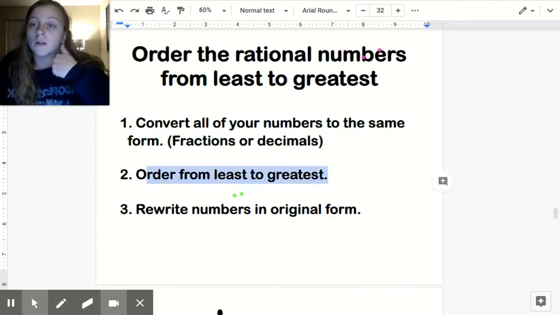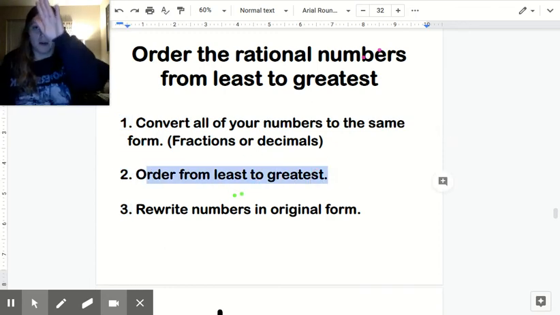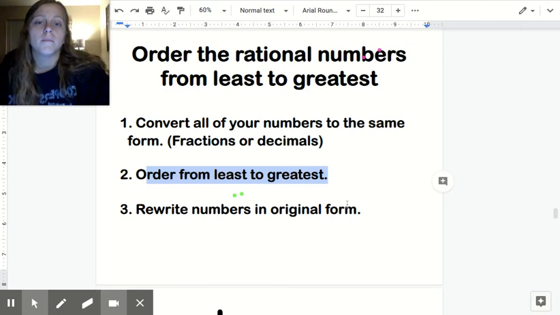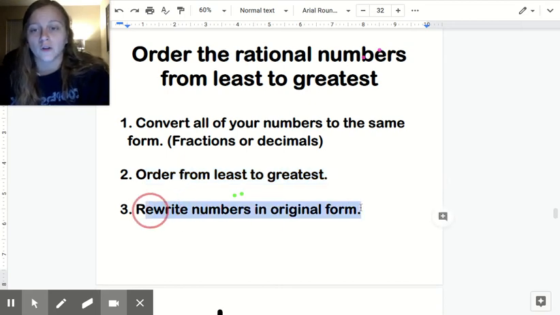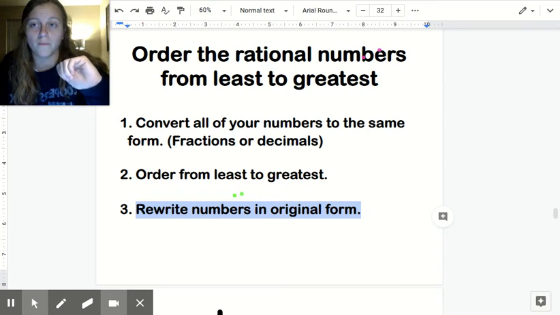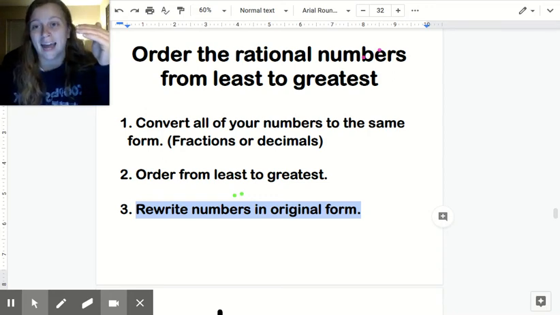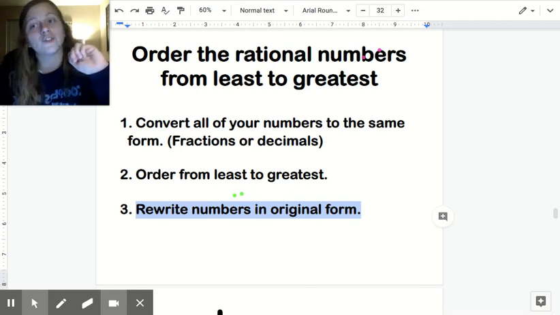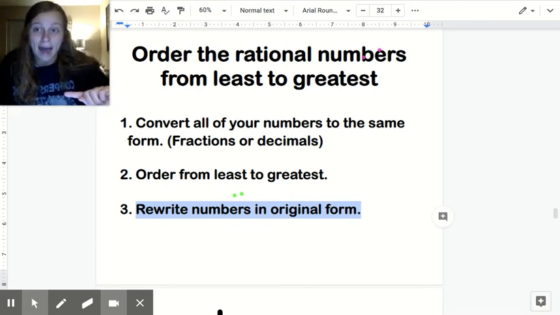Then order them from least to greatest. And in the example we did earlier, that's where I wrote them all on top of each other and then went column by column. Biggest thing here, and some of us struggled with this in chapter 1 with our absolute value ordering: make sure you rewrite the numbers in the original form. So if the original fraction was 1/2, but you changed it to 0.5 to order it, make sure in your answer you change it back to 1/2.